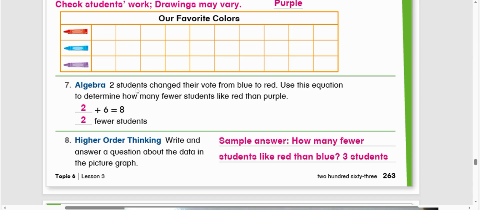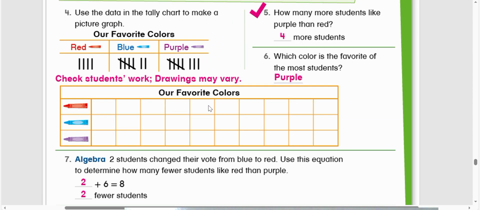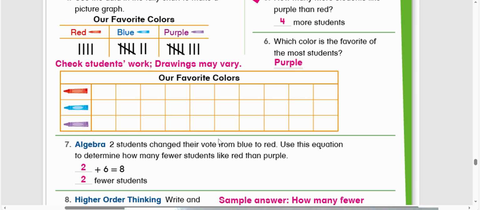We have now 2 students who change their vote from blue to red. Use this to determine how many fewer students like red than purple. We can do 2 plus 6 equals 8, then we have 2 fewer students. Okay, from the figure you can complete this by yourself. You draw here red with 1, 2, 3, 4, and blue 7, and purple draw 8.